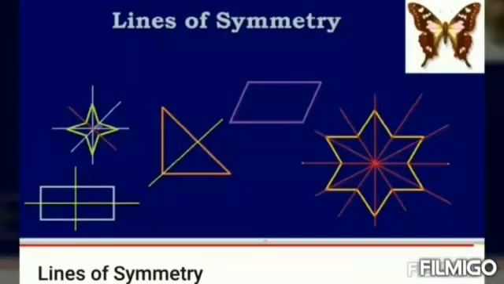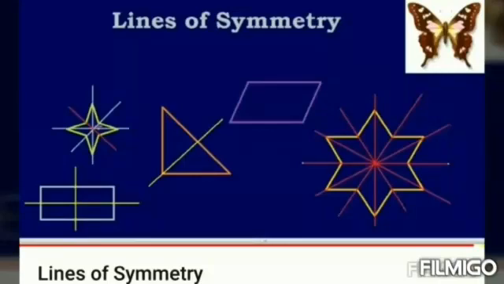Recall for lines of symmetry. What is line of symmetry? When a line divides a given figure into two equal halves, matching exactly, then we say that the figure is symmetrical about the line. This line is called the line of symmetry or axis of symmetry.